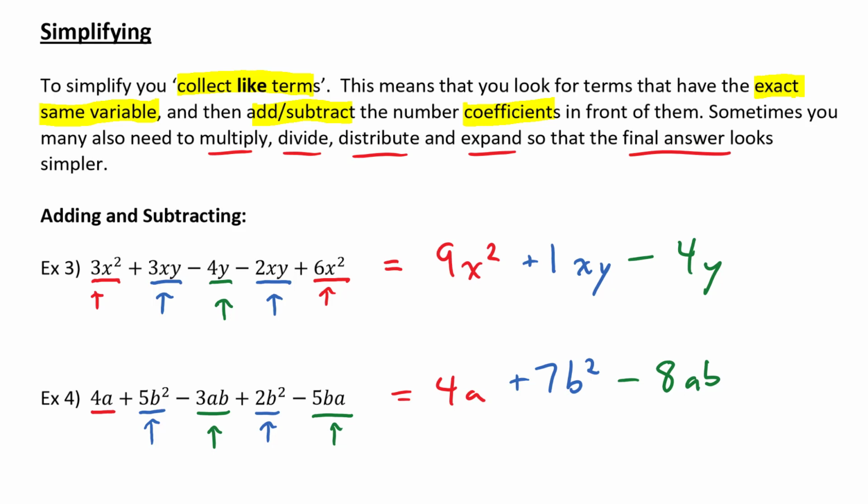So hopefully you understand now what like terms are and how to combine them together. Remember, they must have exactly the same variables. X and x squared are not exactly the same.